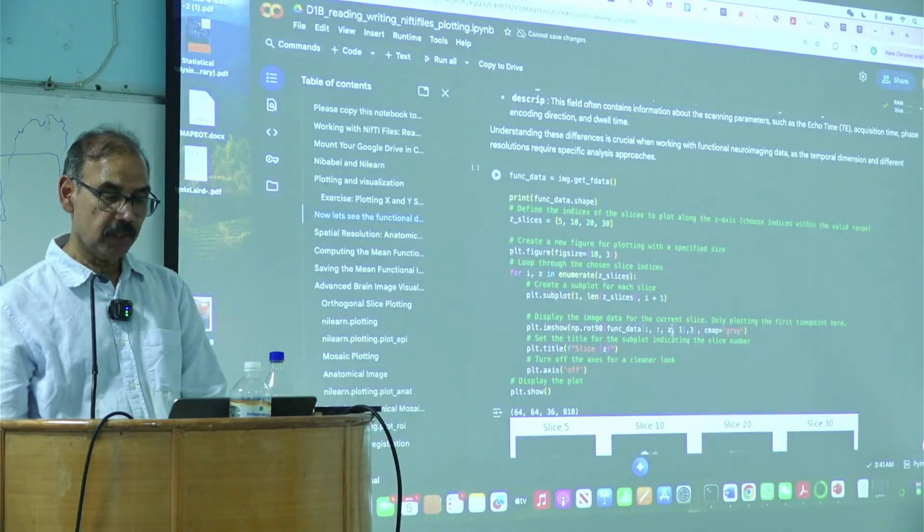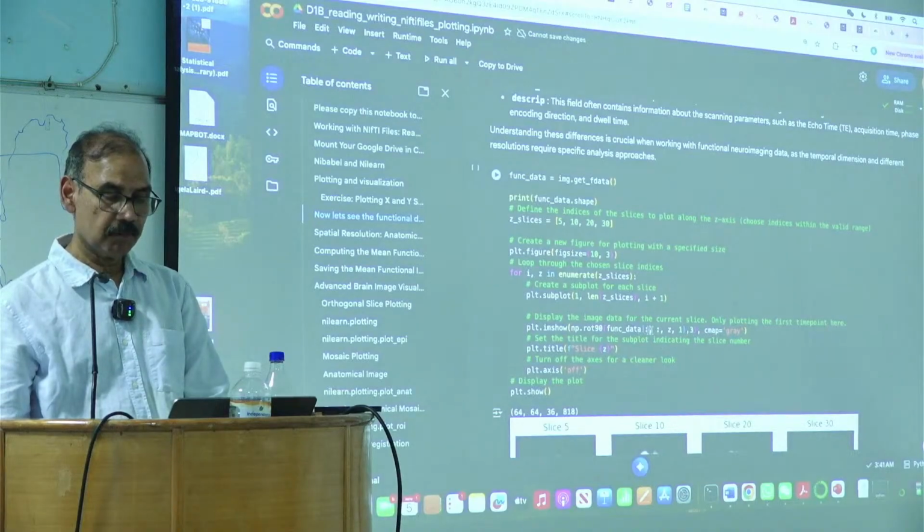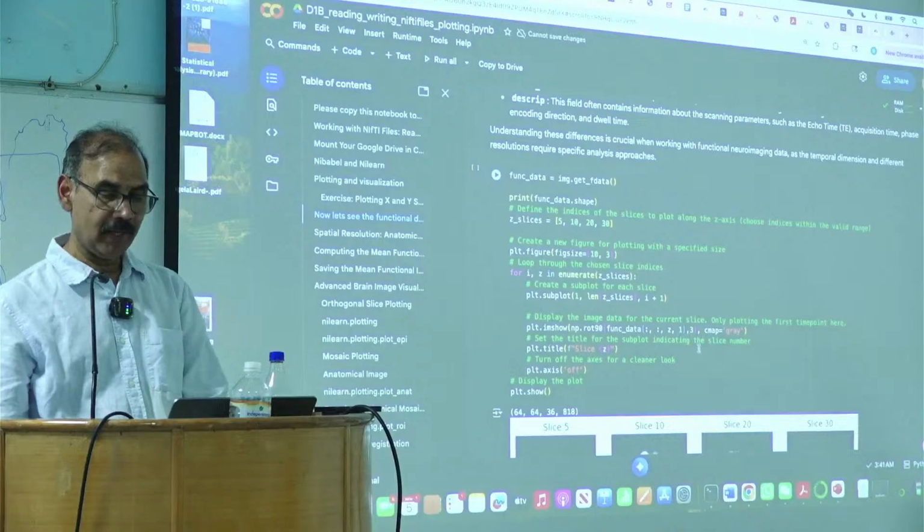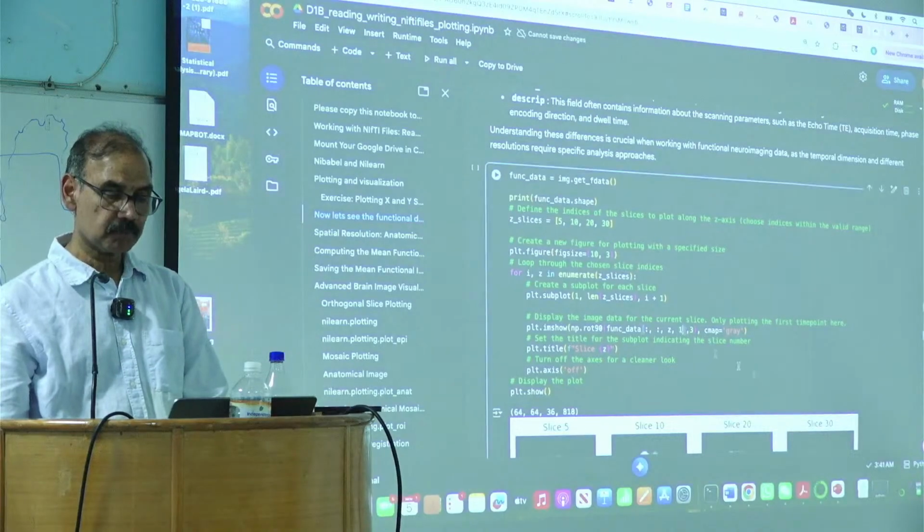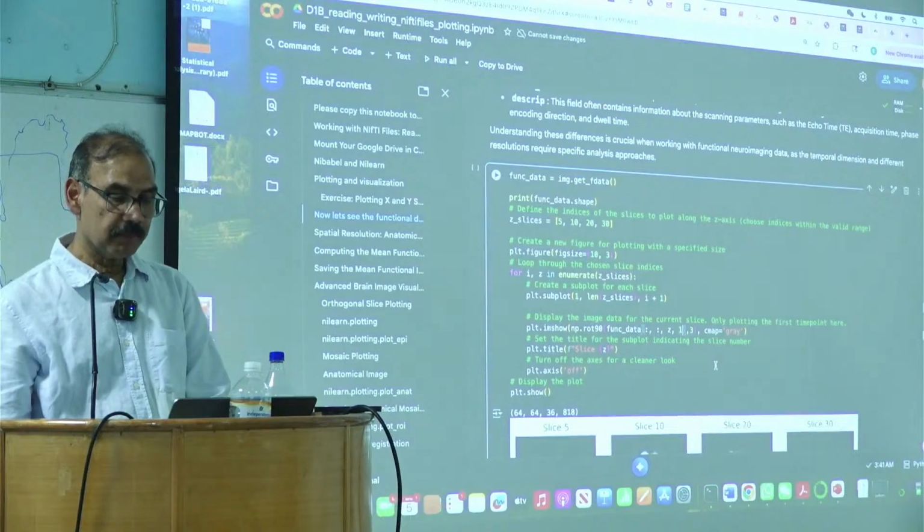So this one is imshow functional data colon comma colon, rotate. So if we want to display it as a time series, then perhaps we can.